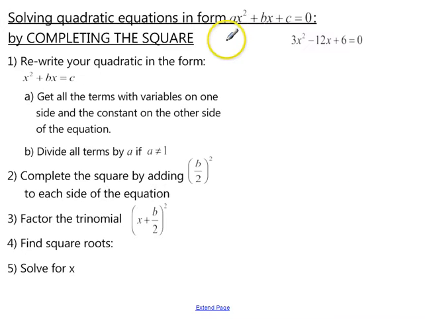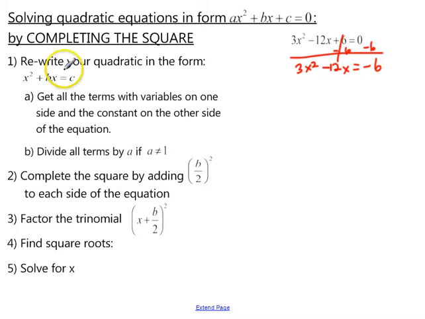So we're going to talk about a new method called completing the square. The first step is to rewrite the quadratic in the form x squared plus bx equals c. So we want to get all the x terms on the left side, which these are already here, and we need to move this constant over to the other side. So let's subtract 6 from both sides. So those cancel, and we have 3x squared minus 12x equals negative 6.